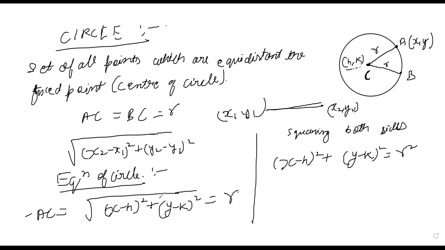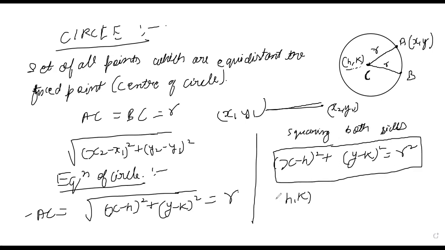This is the general equation of circle, where h and k are the coordinates of center, and r is radius. So note it down. I have noted it down.